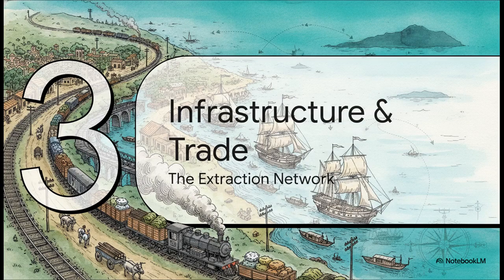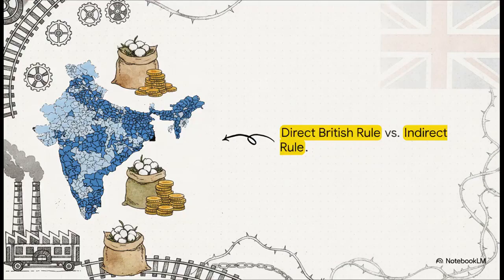Section 3. Infrastructure and foreign trade. The extraction network. And this brilliantly illustrates the geographical footprint of the empire. The dark blue indicates areas under direct British rule, while the light blue shows indirect rule.